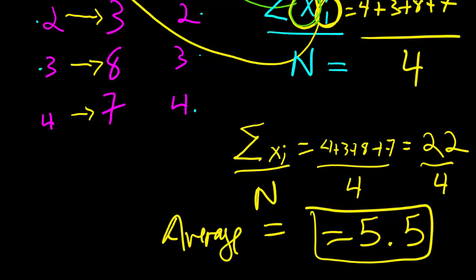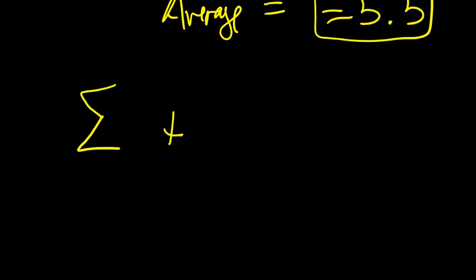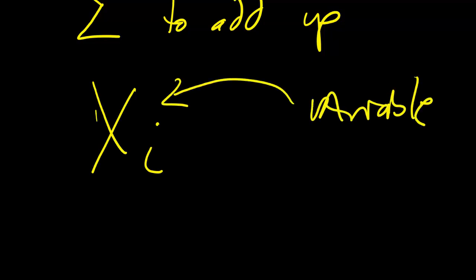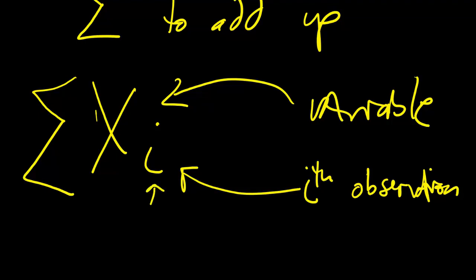What's important here is that you recognize the notation. Summation means to add up. When I have x sub i, I'm talking about the variable x denoted by the ith observation. Very important observation, so you know which one I'm talking about. When I put the summation in front of the x, it means add up all of the variables one at a time.